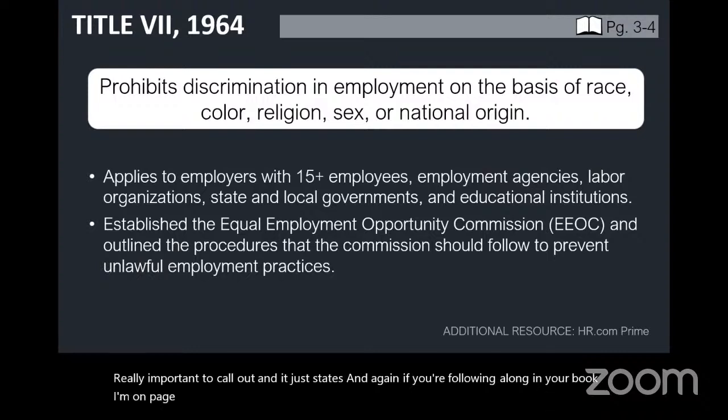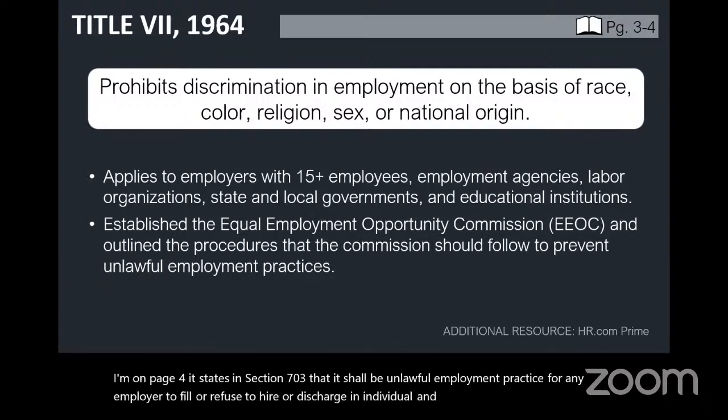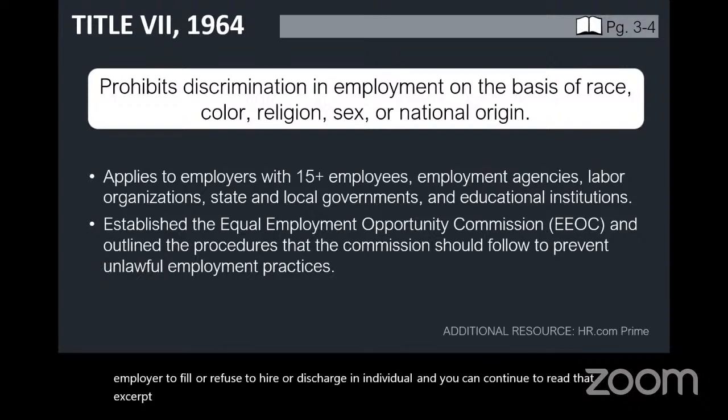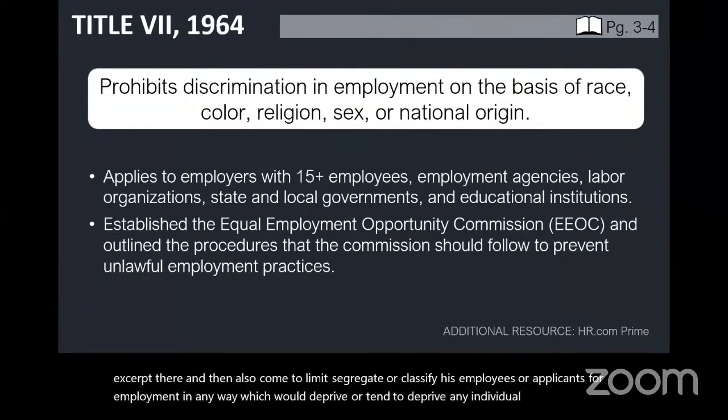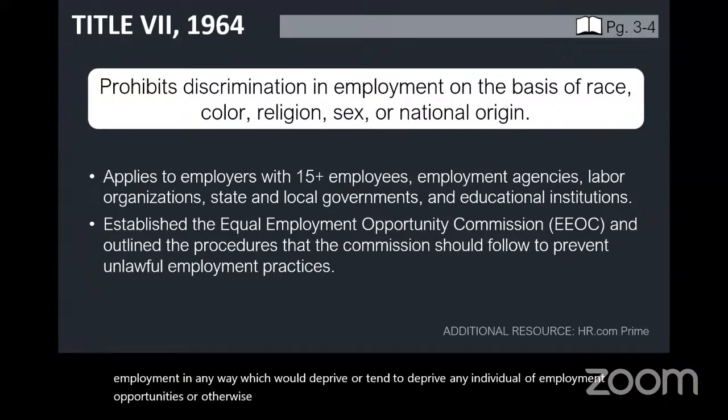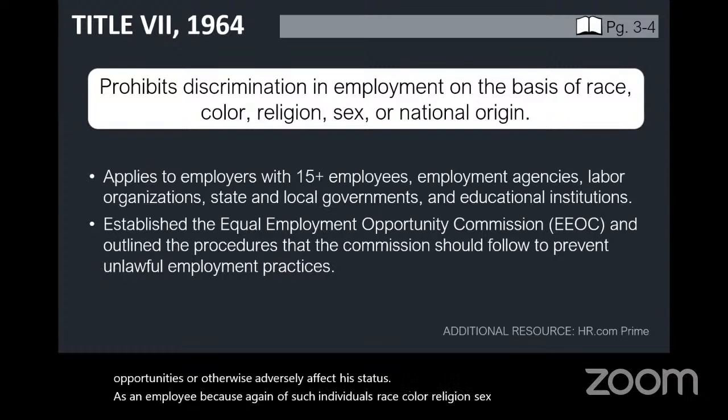It states in section 703 that it shall be unlawful employment practice for any employer to fail or refuse to hire or discharge an individual. And you can continue to read that excerpt there. And then also to limit, segregate, or classify his employees or applicants for employment in any way which would deprive or tend to deprive any individual of employment opportunities or otherwise adversely affect his status as an employee because of such individual's race, color, religion, sex, or national origin.